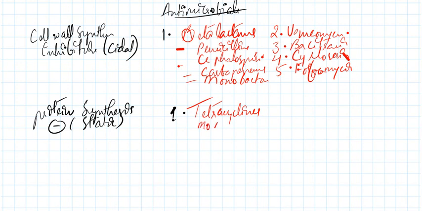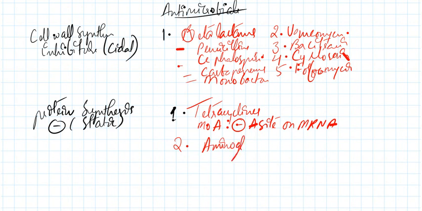What is the mechanism of action of tetracyclines? They block the A site on mRNA. Now, what are the other classes which are bacteriostatic? Aminoglycosides. And one more thing, remember, these aminoglycosides are bactericidal as well as bacteriostatic.